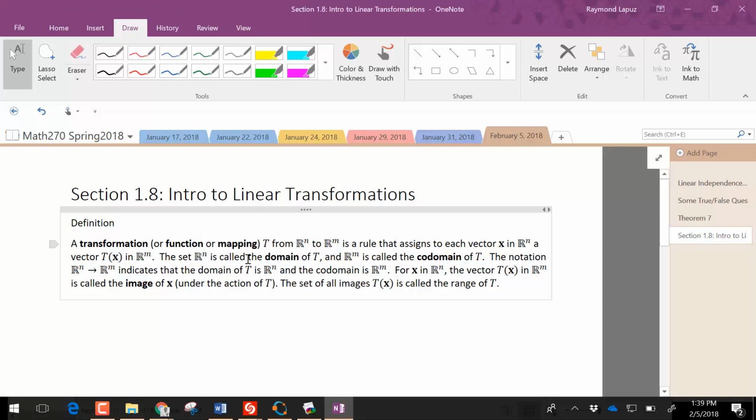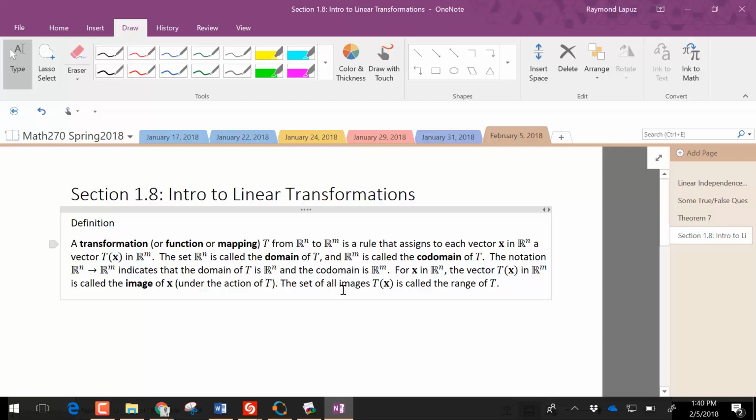The set Rn is called the domain of T. That's where you're getting the inputs from. And Rm is called the codomain. That means your outputs will be living somewhere in Rm. So the notation Rn arrow Rm indicates the domain of T is Rn and the codomain is Rm. And then here they add some more. For x in Rn, your input space, your domain, the vector T of x in Rm is called the image of that one particular vector x under the action of T.